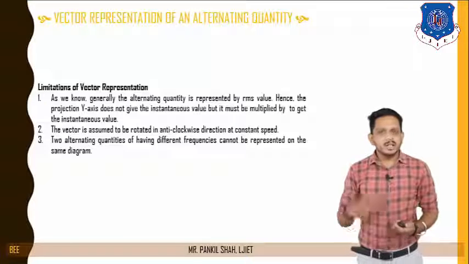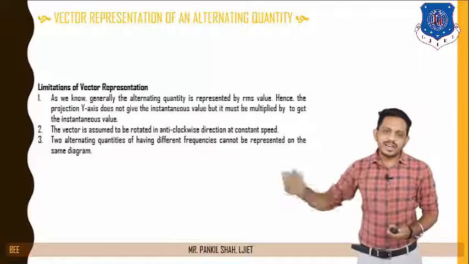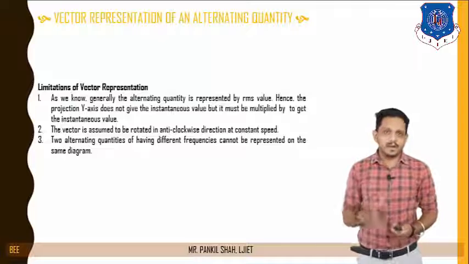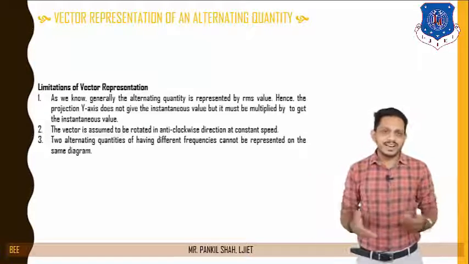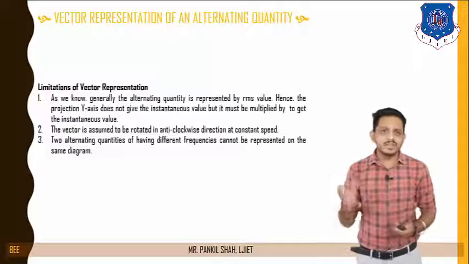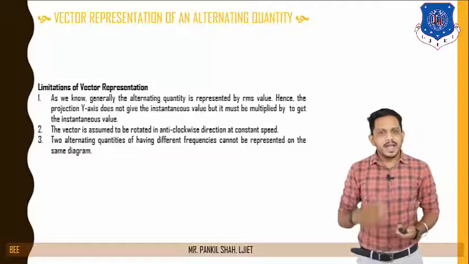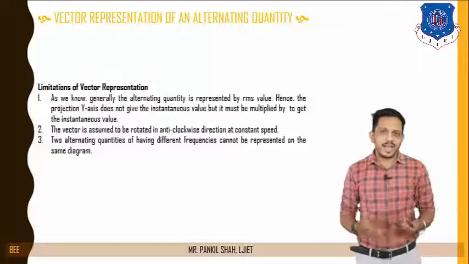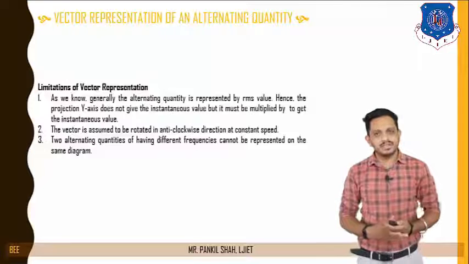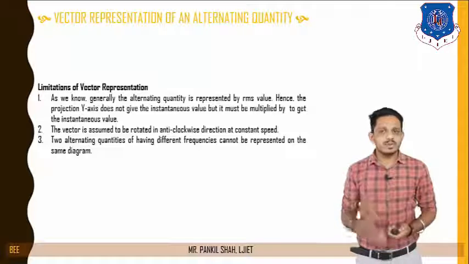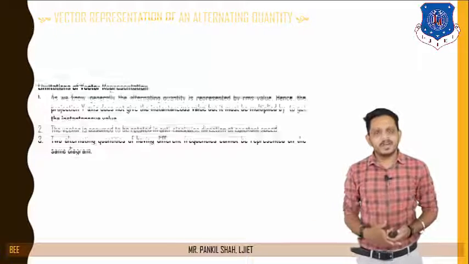The second limitation is that the vector is assumed to be rotated in anti-clockwise direction. That is the assumption you have to make in vector representation. In the whole syllabus of basic electrical engineering, we will always assume that our vector, our coil, is rotated in anti-clockwise direction. And the third disadvantage is that two alternating quantities of different frequencies cannot be represented by the vector diagram. In one vector diagram, we cannot represent two different vector quantities having different frequencies. So this was the limitation of our vector representation.